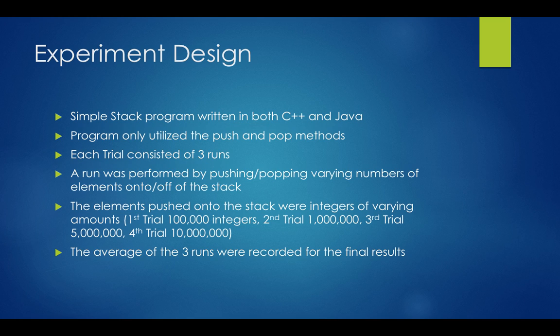The second trial was a million integers, 0 through 999,999. The third trial was 5 million. The fourth trial was 10 million. At the end of the runs, the average of the 3 runs were recorded for each trial.